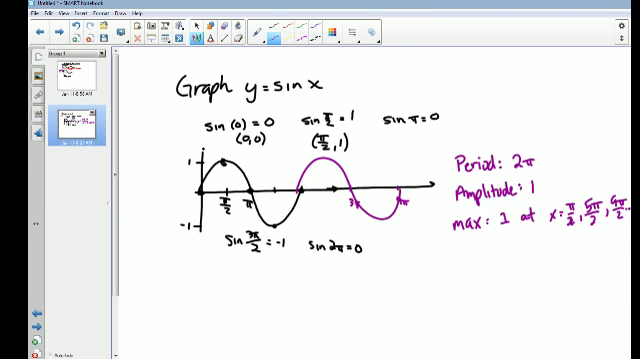You can keep going. How about the minimum? Is that 3 or 2 on that 5 pi? 2, these are all 2's. Minimum's -1, right? Where does that occur? 3 pi over 2, and 7 pi over 2, etc. Max is the max, right?